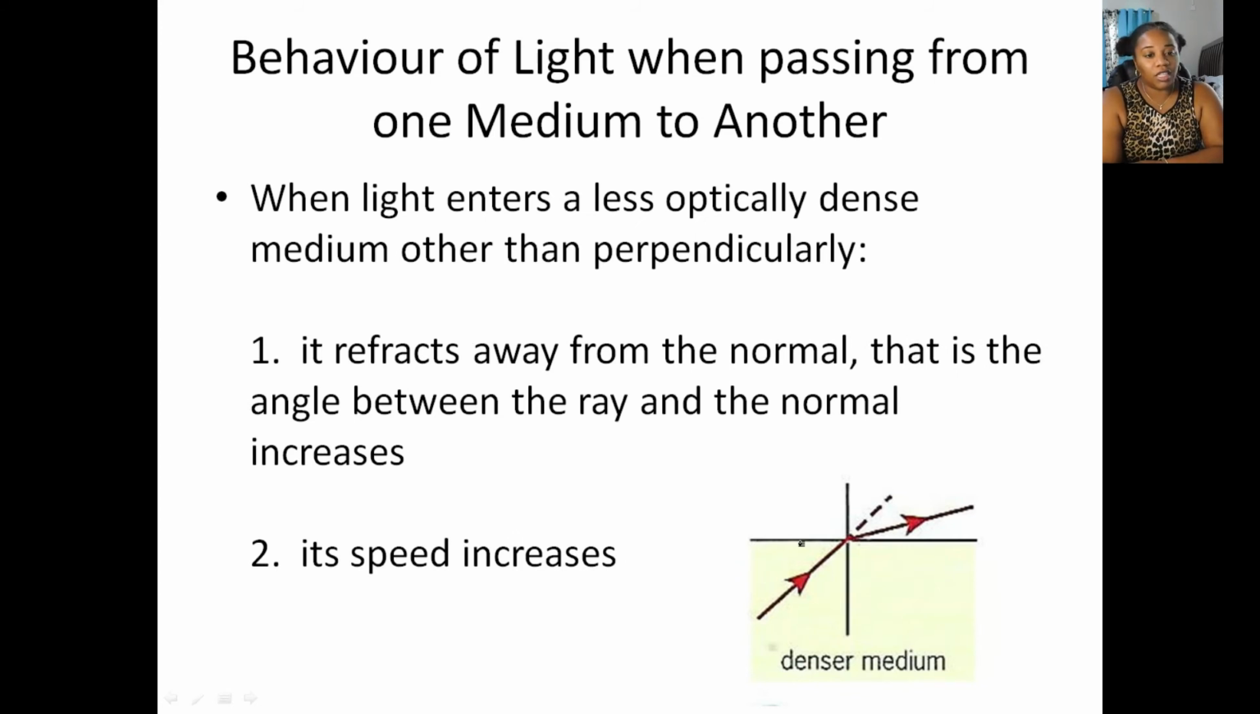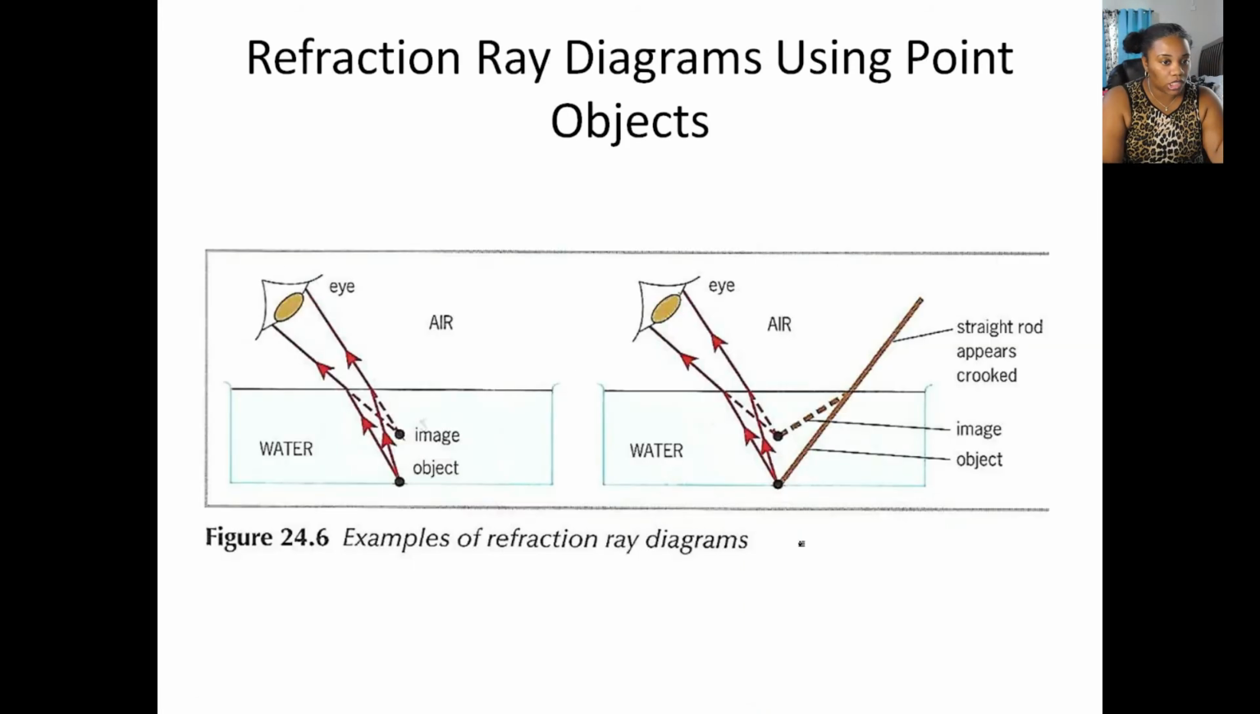When light enters a less optically dense medium other than perpendicularly, it refracts away from the normal. That is, the angle between the ray and the normal increases. So when you're going from denser to less dense, the refraction is not so great and its speed increases, which obviously is the opposite. So when you're going from less dense to denser, it slows down and it refracts more. When you're going from denser to less dense, it refracts less and it speeds up. Makes a lot of sense, right?